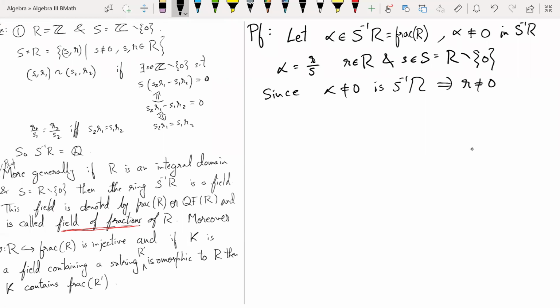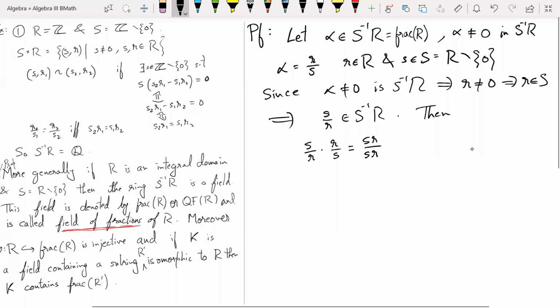So this implies the equivalence class S over R belongs to S inverse R, because R belongs to S. So we can do this construction; S over R makes sense. Then S over R times R over S is indeed SR over SR, by definition of multiplication in this ring.